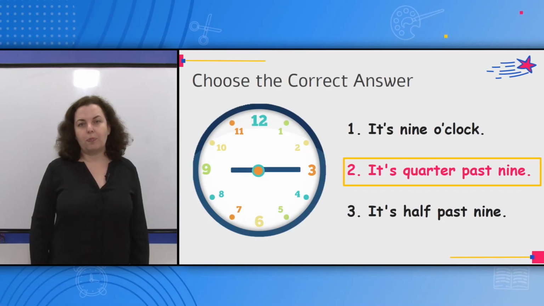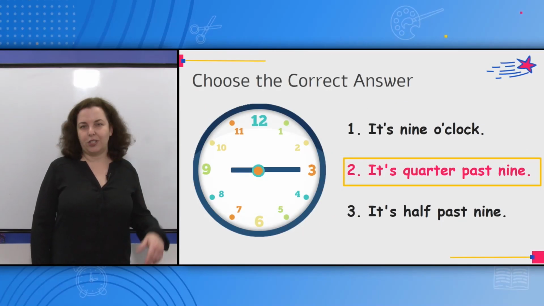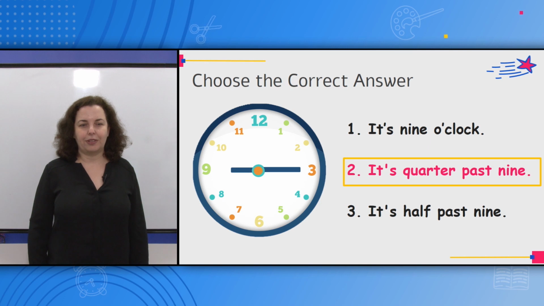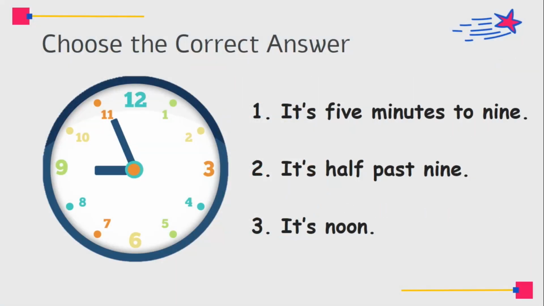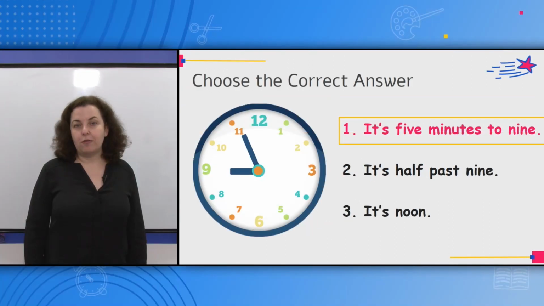Bravo! It's quarter past 9, or 9:15, you can also say. One more, are you ready? What time is it? It's 5 minutes to 9. Or is it half past 9? Or is it noon? Which option would you choose? Perfect. It's 5 minutes to 9. Very good.